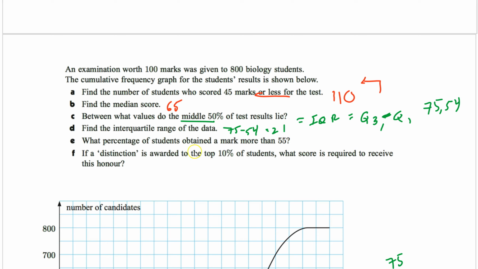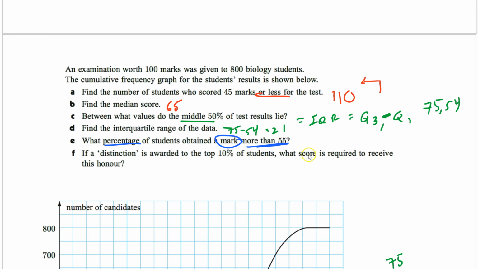Next one, what percentage of students obtain a mark of more than 55? Again, a couple things you want to note. They give you the marks. We're looking at marks first. We're going to go mark, up, and across. They want more than 55. And again, also notice it says percentage. So once I get my number, it's not the answer. I can divide by the whole thing.